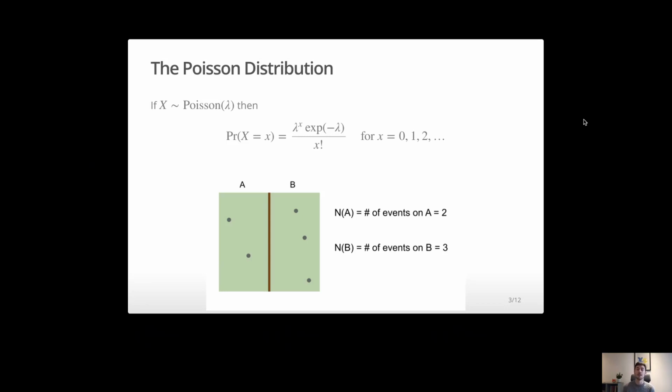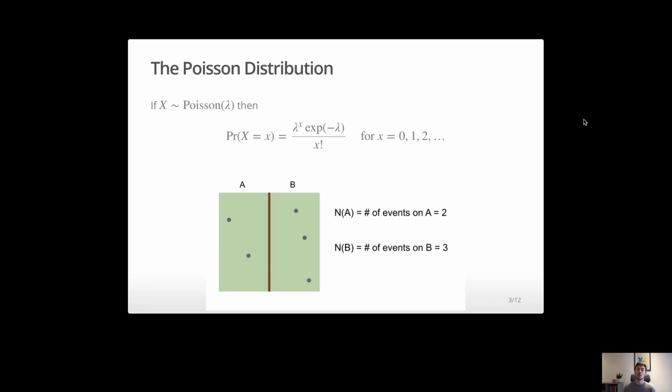This is something that you've likely covered in previous courses, and when it was introduced to you, it might have been introduced as a good model for event counts. So one classic example is using it to model the number of rabbits observed in a field. So in this picture, we've got two fields, field A and field B, and NA is going to represent the number of events or the number of rabbits that we see on field A, while NB is going to represent the number of rabbits on field B. So in this case, we've got 2 rabbits in field A and 3 rabbits in field B.